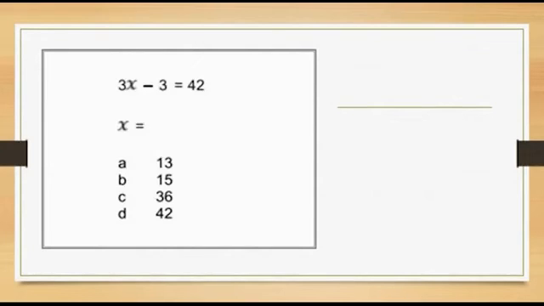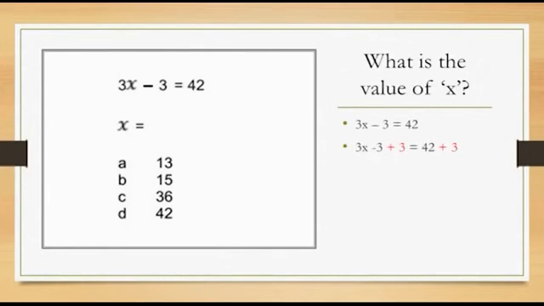Next equation here. 3x subtract 3 equals 42. What is the value of x that makes this equation true? All right. So first, 3 is being subtracted. We're going to undo that by adding it back. So negative 3 plus 3 would give you 0, and 42 plus 3 gives you 45. So 3x equals 45.